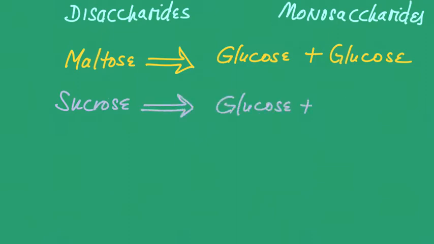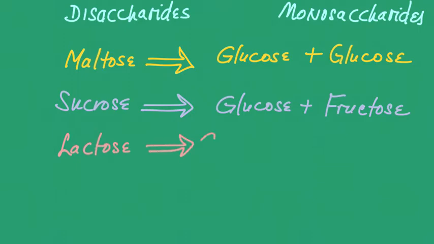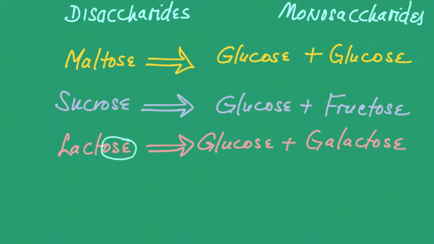So when you eat table sugar, that's broken down into glucose and fructose. Lactose is broken down into glucose and galactose. So as we can see here, glucose, fructose, and galactose are the monosaccharides. Sugar is ose, and remember, di is 2 and mono is 1.